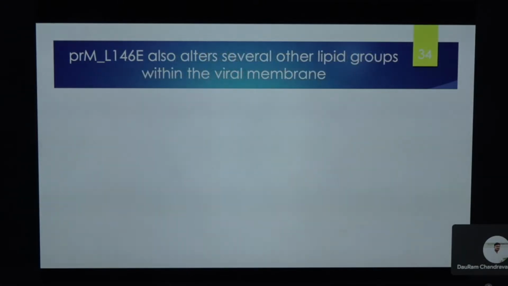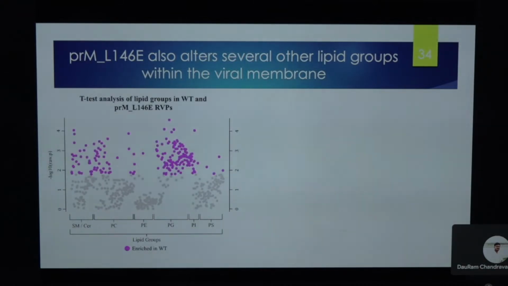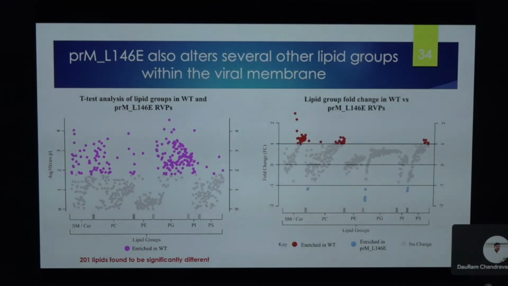But could there be more to this equation? We wanted to look beyond cholesterol and see if there are other lipid groups, because there are many lipid groups that are highly important within the virus membrane, if those were also altered. So doing a single particle analysis of the lipidomics of these different viruses, we're actually able to show that about 201 lipids were found to be significantly different between the wild type and the PRM L146E RNPs. And going a little bit further, we're actually able to show that of these 201, 72 lipids were found to be twofold different in wild type compared to the mutant version.